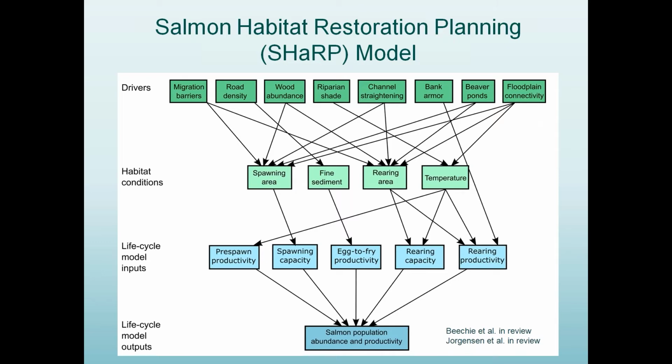And those factors all drive habitat conditions. So those are all linked through various functional relationships that change either a spawning or a rearing area or a quality attribute like fine sediment or temperature. And then those translate into the life cycle model inputs. So again, we need a capacity and a productivity for each life stage. And so those are determined by the habitat conditions in each location. And then once that goes into the life cycle model, at the bottom, we get salmon population abundance and productivity out of the model.